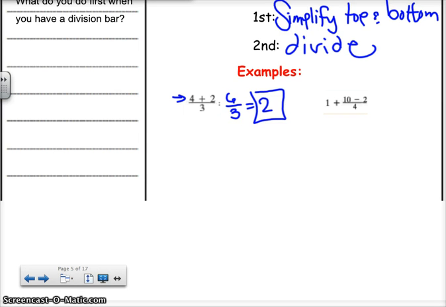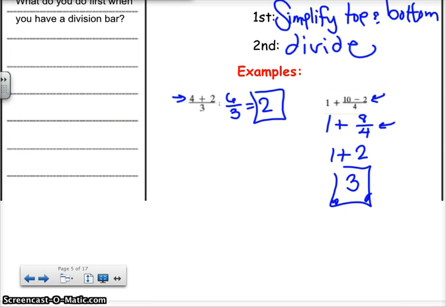The next one, utilizing that I see a fraction bar here, which means I have to take care of that before I do anything else. So right now I'm going to take care of what that simplifies into. So I rewrite it. I'm going to simplify the top. 1 plus 10 minus 2 is 8 over 4. I'm done simplifying, so now I need to figure it out. Now I need to actually divide. So it's going to be 1 plus 8 divided by 4 is 2. Final answer, 3. Okay?